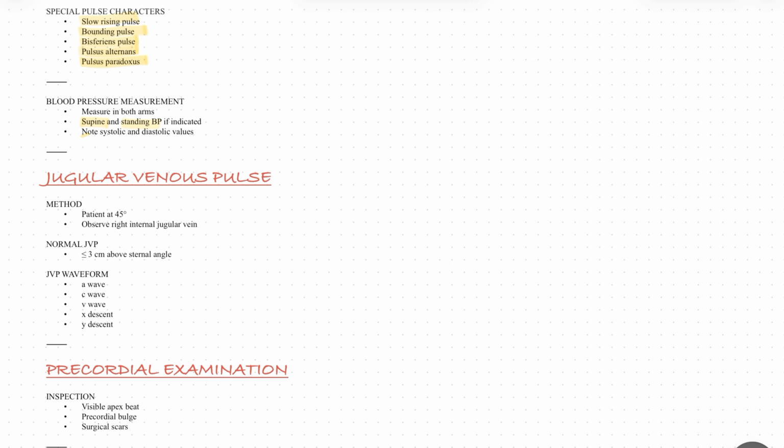If indicated, then note systolic and diastolic values. Usually we write 120 by 80. This is systole, this is diastole.